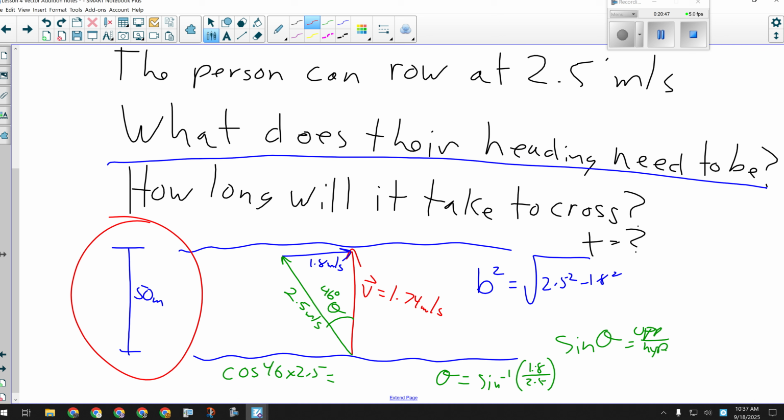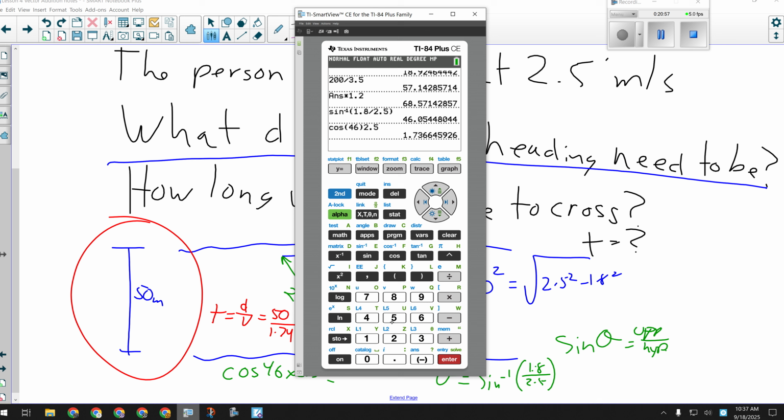Now, I should be able to figure out how long it takes me to get across, right? T equals D over V, 50 meters divided by 1.74. Looks like 29 seconds to get across.